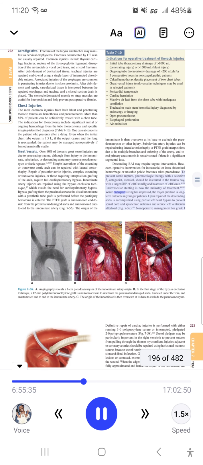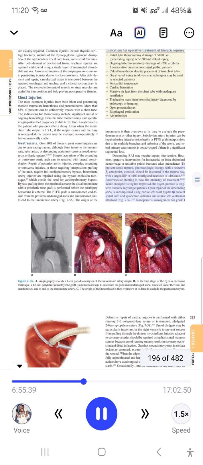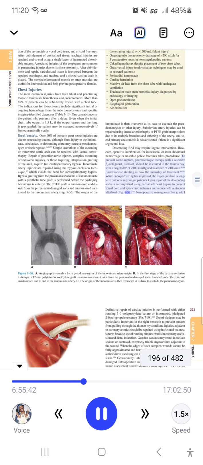While endograft sizing has improved, the major question is long-term outcome in younger patients. Open repair of the descending aorta is accomplished using partial left heart bypass to prevent spinal cord and splanchnic ischemia and reduce left ventricular afterload. Fig. 757. Non-operative management for grade I.